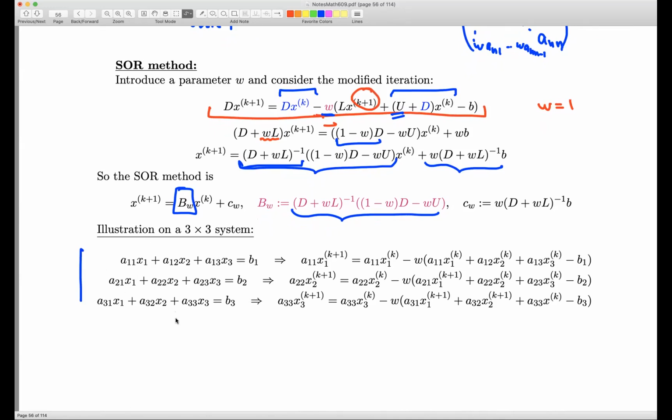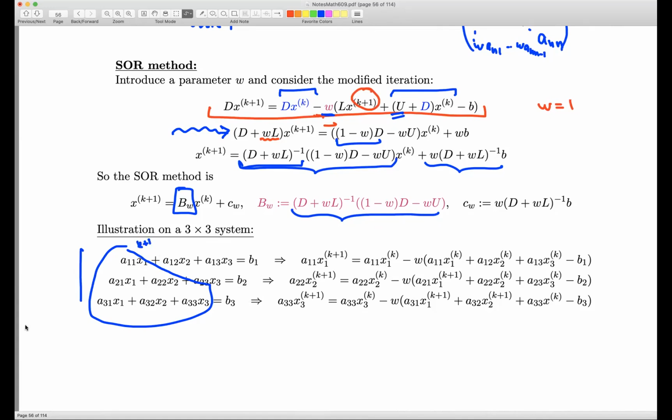So we start with a matrix again. Let's do an illustration for a 3x3 matrix. If we look at this representation here, we see that everything that is on the main diagonal and below the main diagonal will have index k plus 1. So all the x's that are here will have an index k plus 1.